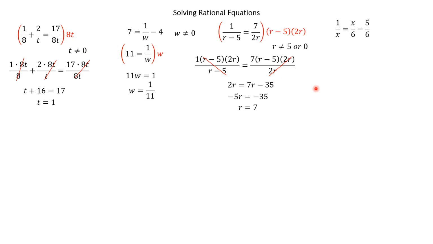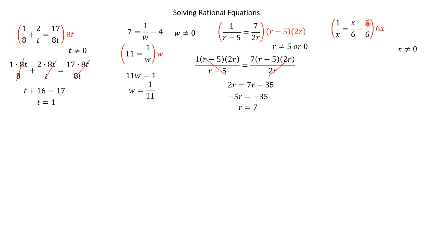Let's look at another one. 1 over x equals x over 6 minus 5 over 6. All right, what can't x equal? Well, x can't equal 0, and we don't care about this one. It's only in the denominator that we care. So x can't equal 0. Now what's our common denominator here? We have to have an x and a 6 and a 6, so 6x. We can multiply by that.